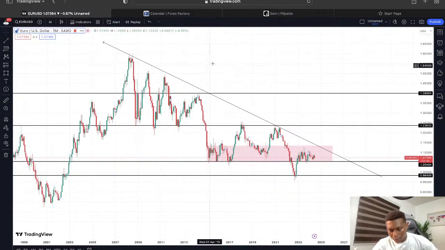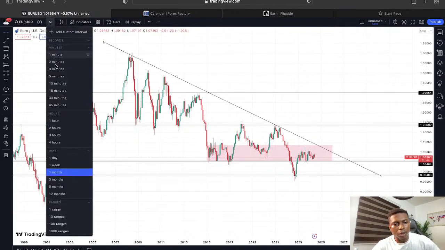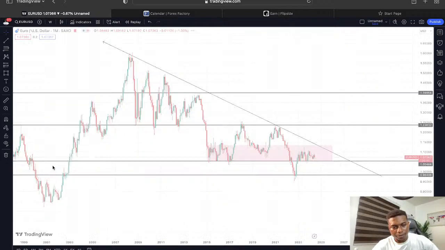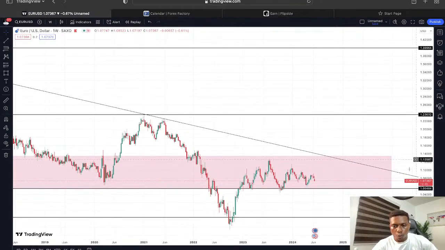All right, Prince is asking what time frame this is. This is the monthly time frame. All right, this is the monthly time frame. So let's go down to the weekly time frame to see what is happening weekly.